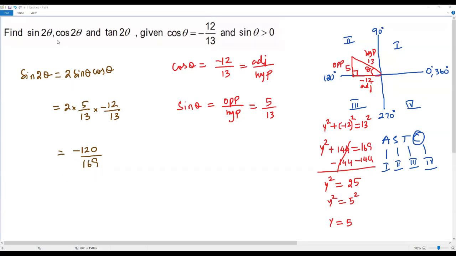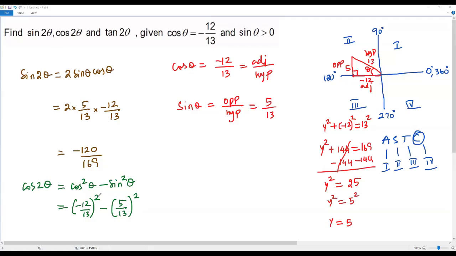Now let's find the value of cosine 2 theta. There is a formula for cosine 2 theta: cosine 2 theta is equal to cosine squared theta minus sine squared theta. The value of cosine theta is given in the question itself, that is negative 12 over 13, so we can plug in negative 12 over 13 for cosine theta. Since we have a square for this cosine, we square this value. And for sine theta, we plug in 5 over 13, and since we have a square for this sine, we have to square this value too.